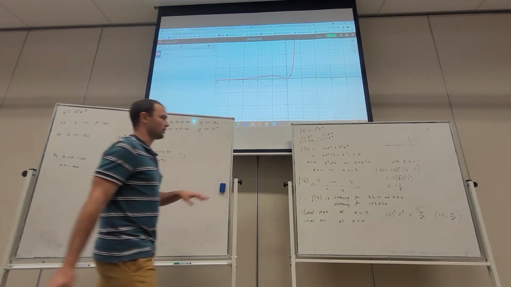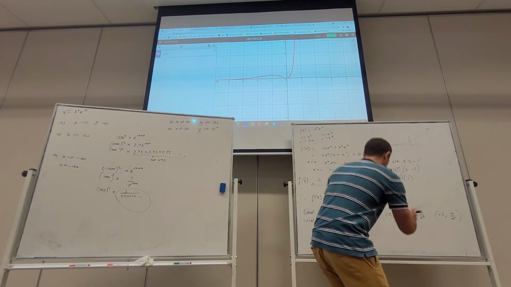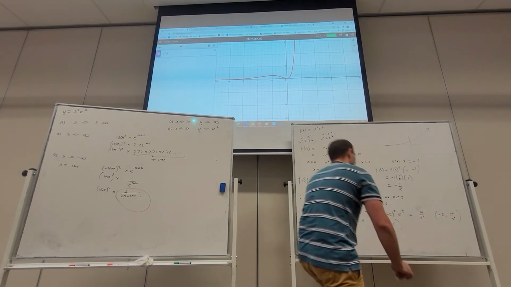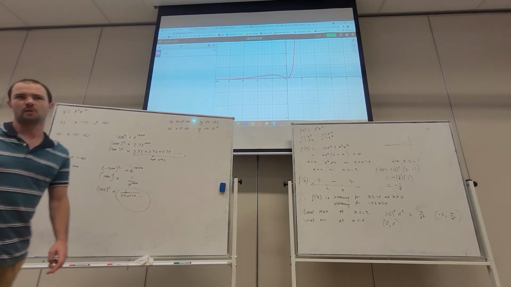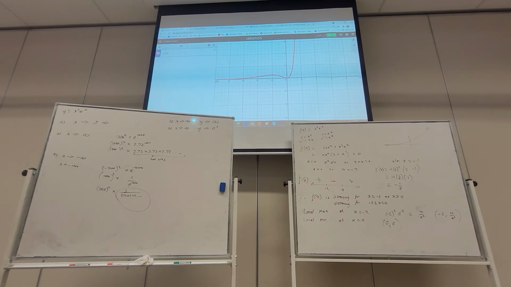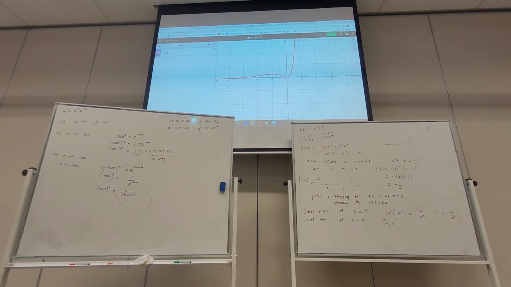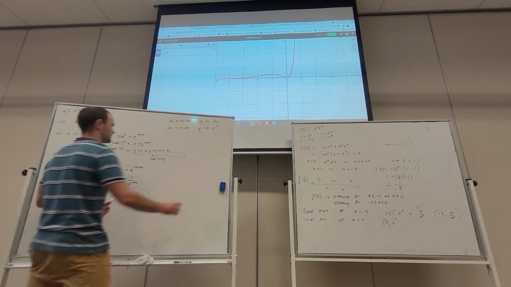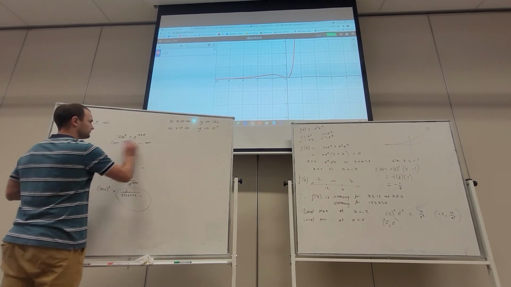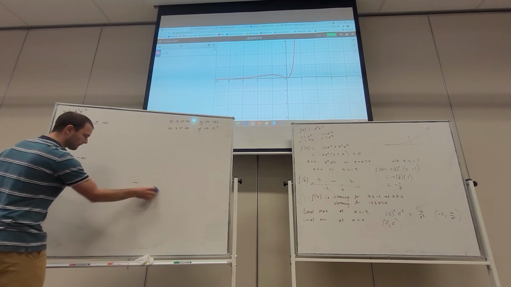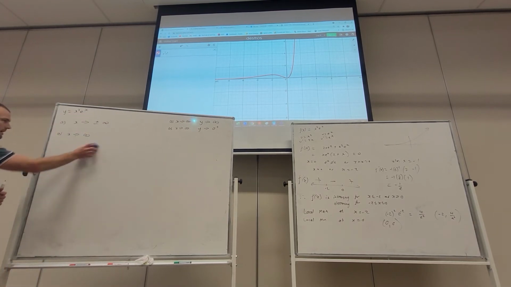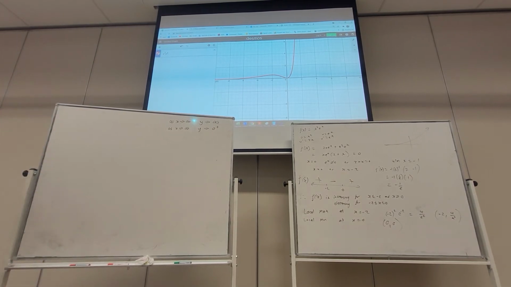And when x is 0, we're going to have y is 0. So local min at 0, 0. Local max at x is minus 2, y is 4 on top of e squared. Remember, 4 on top of e squared is just a number. We could calculate it to a few significant figures. Alright, so that's first page done there.